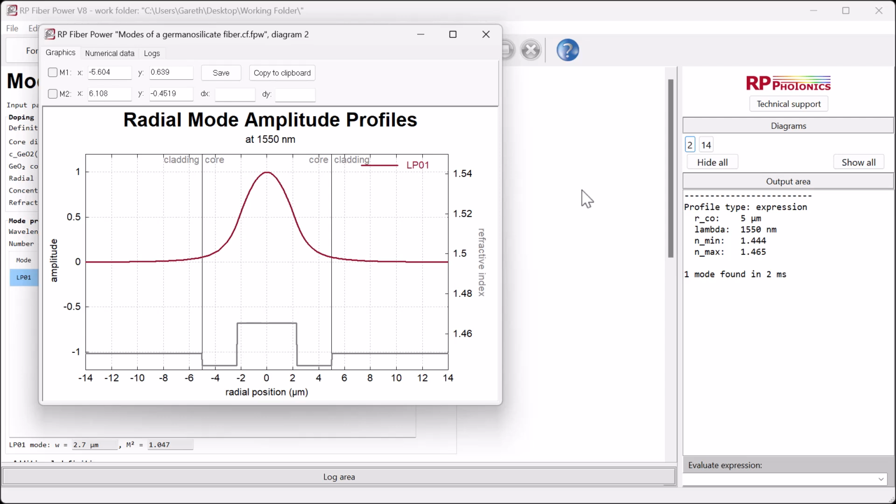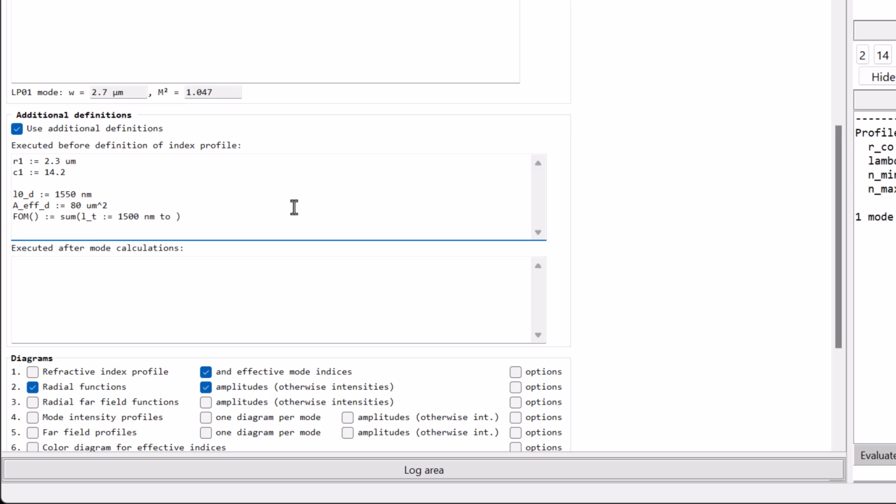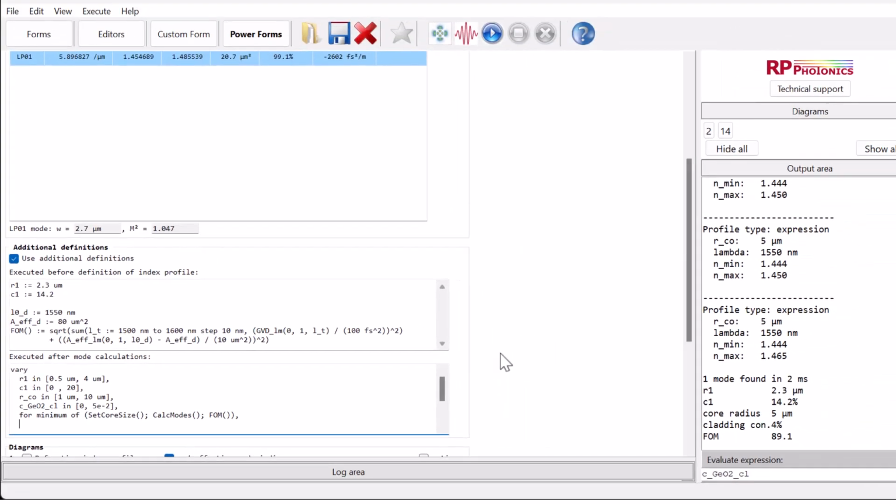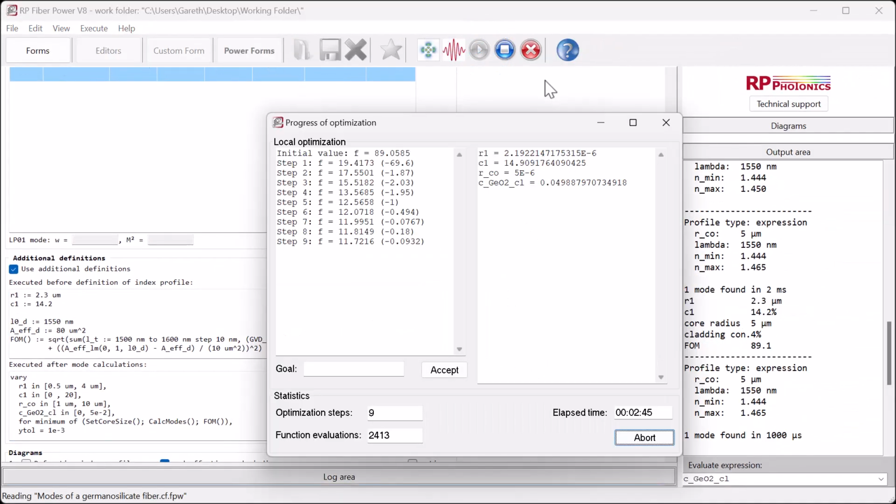This also gives us 4 parameters to optimize: the core doping concentration, the inner ring radius, the core radius, and the cladding concentration. We set up a figure of merit function as before, but now we optimize for a flat dispersion profile around 1550 nanometers and an effective mode area of 80 square microns. We again use the vary function to optimize all 4 parameters.